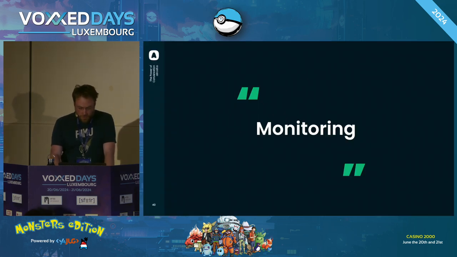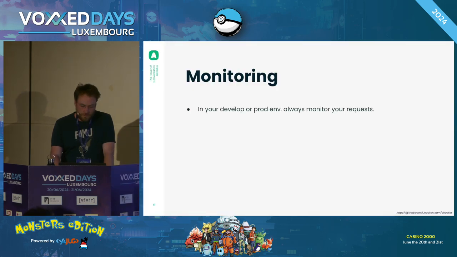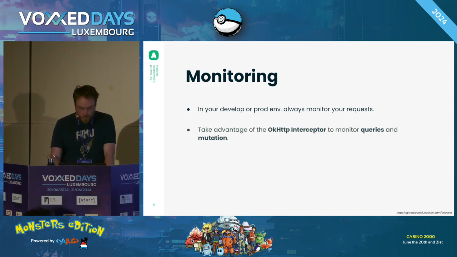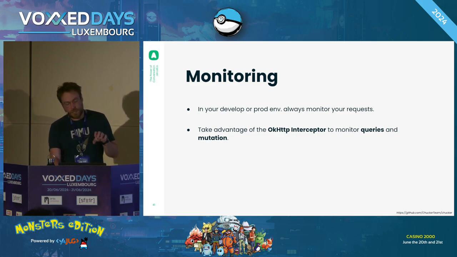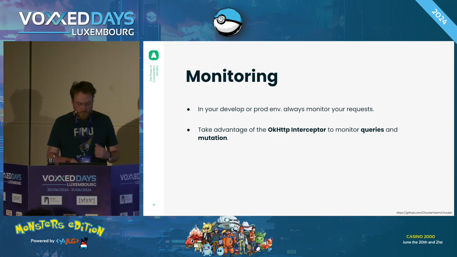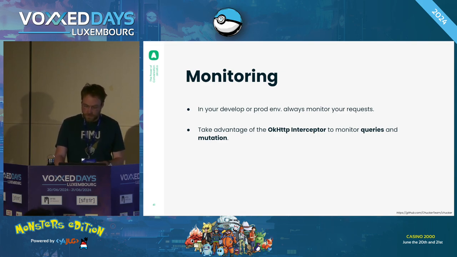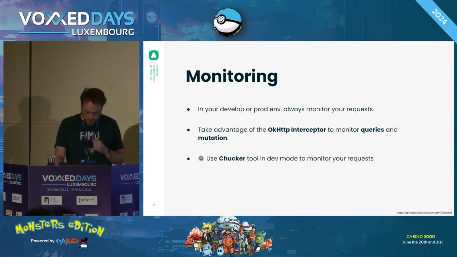Also, a very important thing: monitoring. Whether you are in a develop or production environment, you always need to monitor your requests, especially to identify slow queries and badly formatted queries. You can take advantage of the OkHttp interceptor, if you are going with OkHttp as your HTTP client, to monitor the queries and mutations. On our side, we use a tool called Chucker in dev mode to monitor our requests, and it allows us to pinpoint slow requests or issues with some other requests.